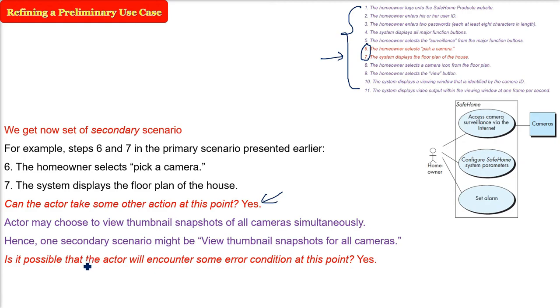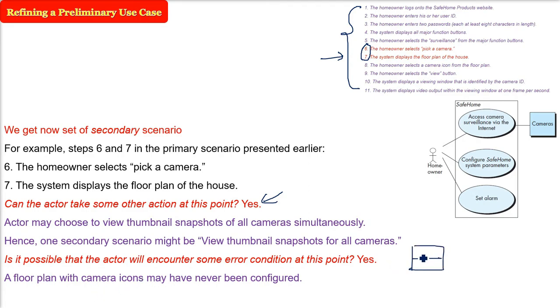The other question is, is it possible that the actor will encounter some error condition at this point? The answer is yes. There can be multiple error conditions. What can it be? A floor plan with the camera icons may have never been configured. What does it mean? Every house is different: 1 floor, 2 floors, 3 floors. In every house, the installation of the cameras is different. So first you have to configure these cameras according to the floor plan.